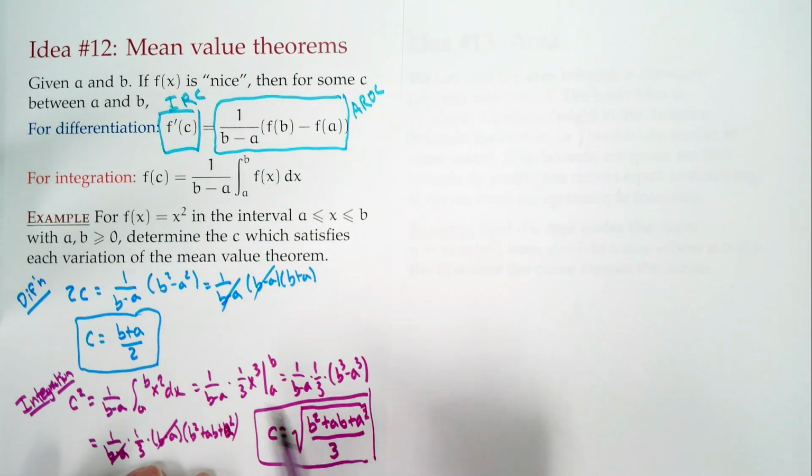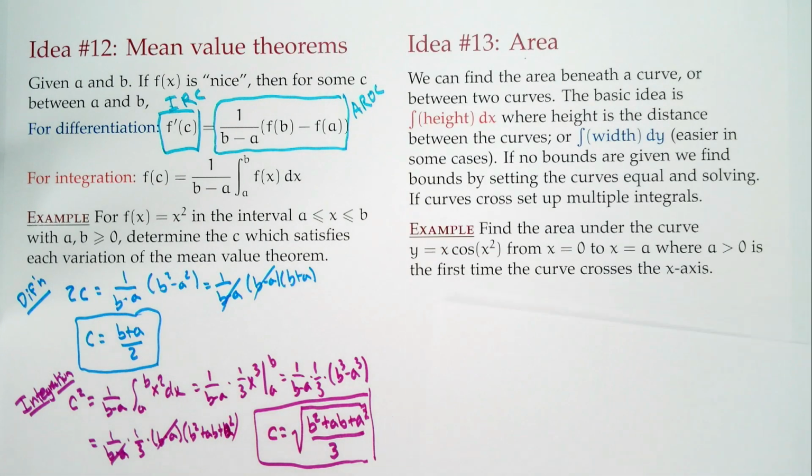And you'll notice those are not the same. But that's okay, because these are slightly different ideas. One is about how your function is changing, one is about what the average of your function is. So it's okay that they're different. Which brings us to our last idea, which is area.